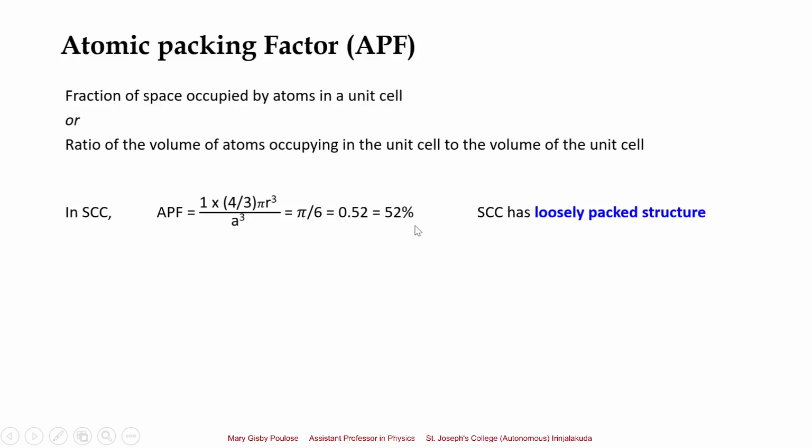52% of the unit cell is occupied. This shows that the simple cubic unit cell has a loosely packed structure. Only half of the unit cell is occupied by the atoms.